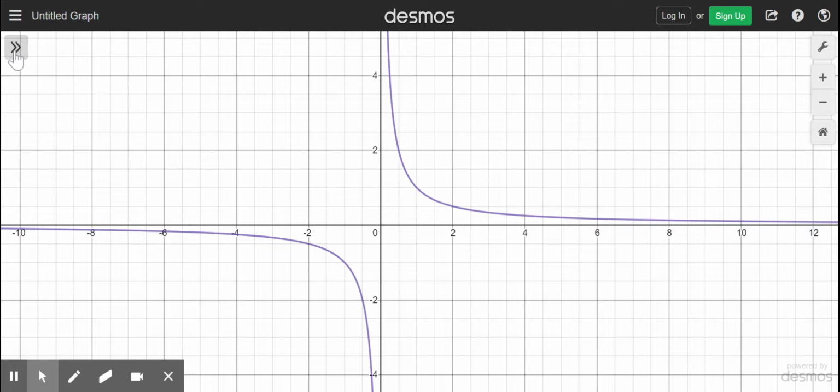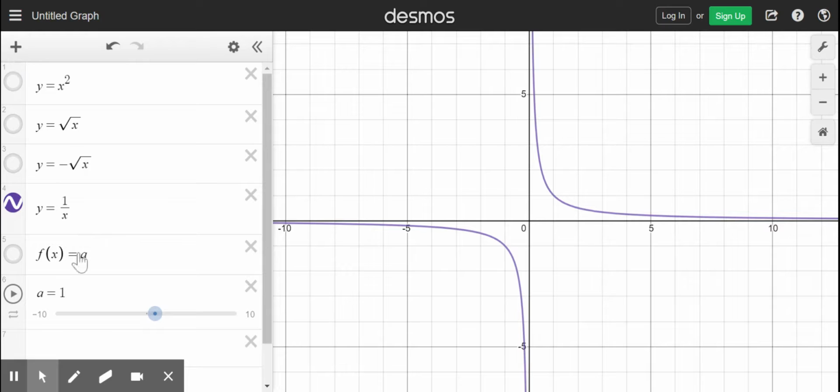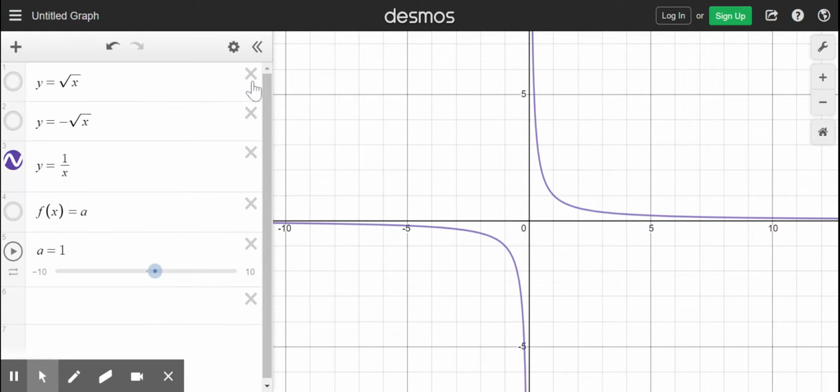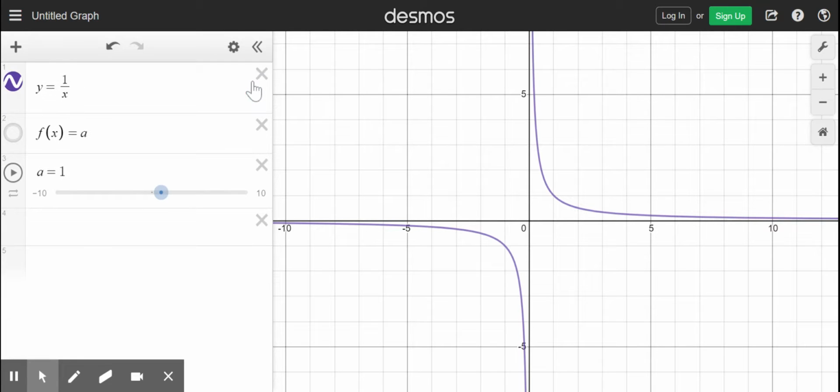From last year or a previous math class, you should have heard the word asymptote, and it basically means it's either a horizontal line or a vertical line that your graph is going to come really, really close to, but it's never ever going to touch it.